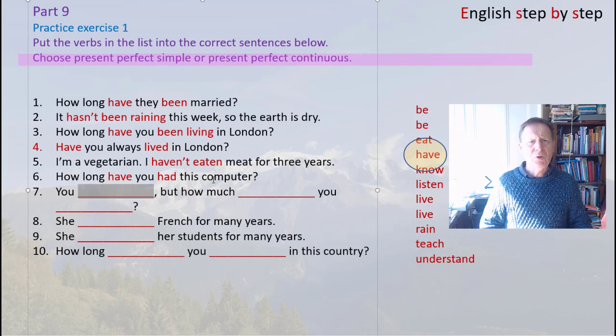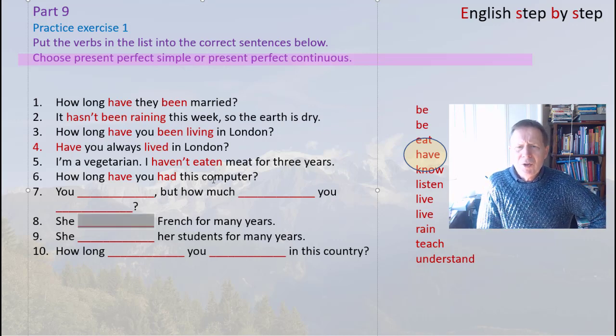Now the next one has two parts. Now I realize now that there probably isn't enough information there to understand which verbs to use. So let's come back to this one once we've finished 8, 9 and 10.